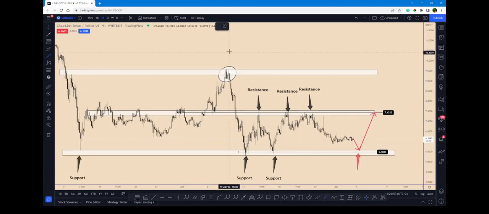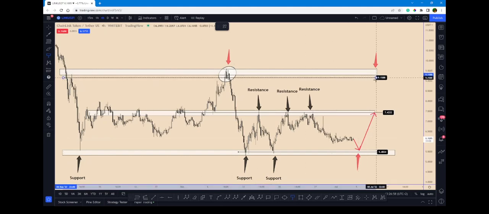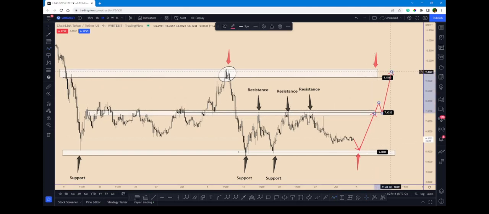So here we have another resistance, and the next resistance will be on the top. For this reason, I'm going to take a more conservative target at 9.15 approximately, and if price is going to break through the first resistance area, it will test the second resistance area. It will be a very good trade.